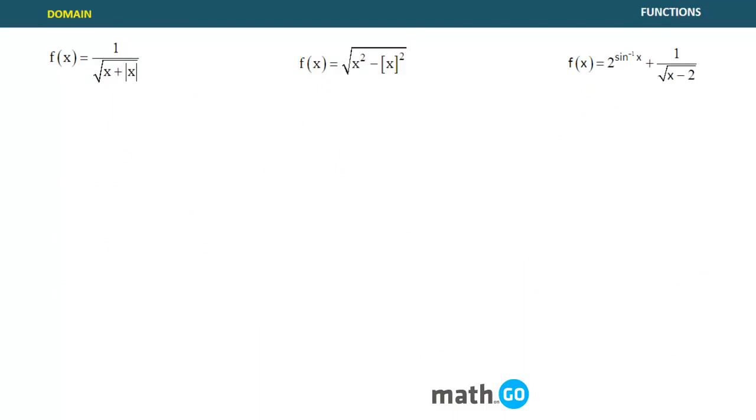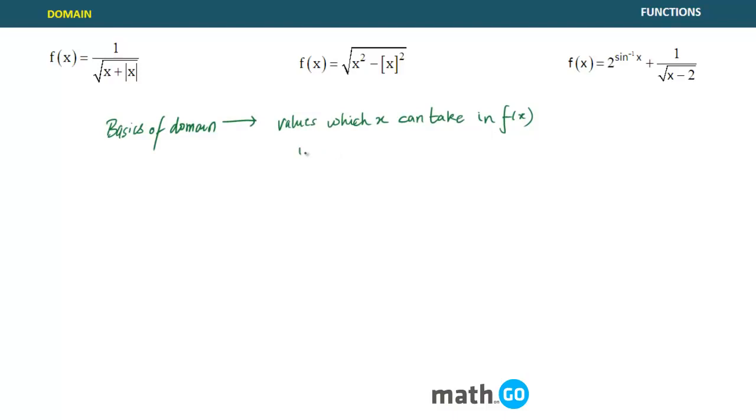Okay, let's start the topic domain. For domain, what you people have to understand, let me just highlight the basics of domain first of all. So for basics of domain, what do you understand by domain? It is the values which x can take in f(x), if the function is in terms of f(x).